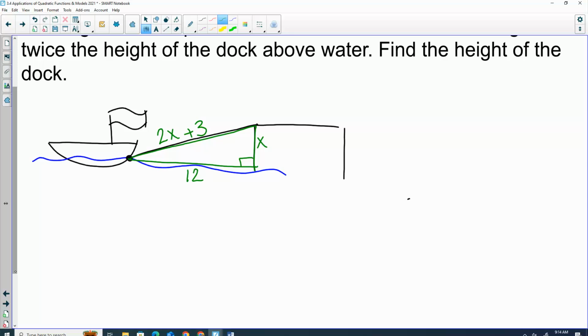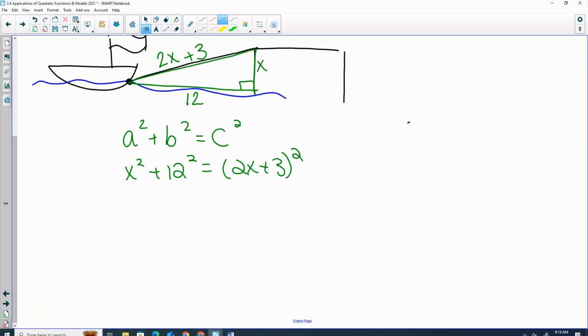If we have a right triangle, what do we know? a squared plus b squared equals c squared. Okay, so x squared plus 12 squared equals (2x plus 3) squared. To square this, you have to write it twice and FOIL. So we get 4x squared plus 6x plus 6x plus 9.